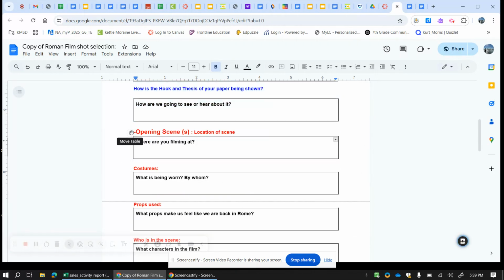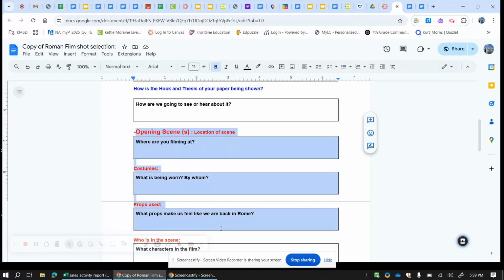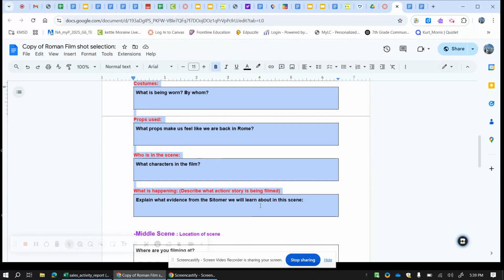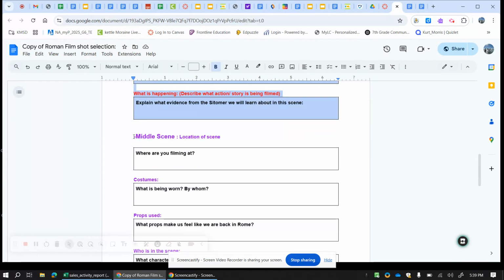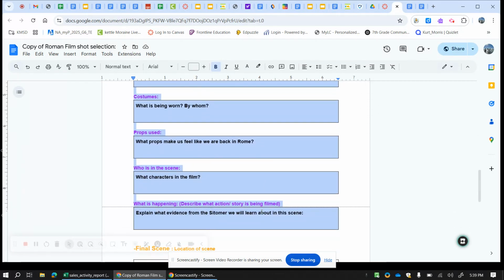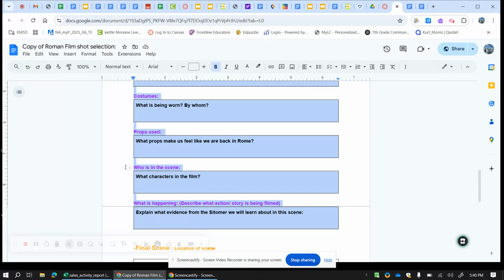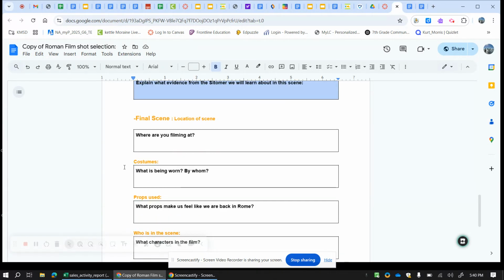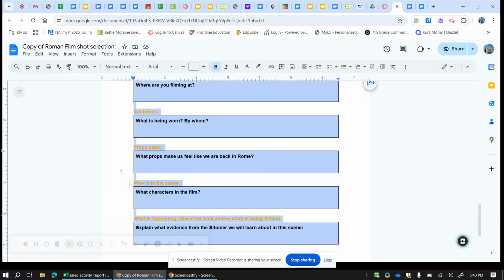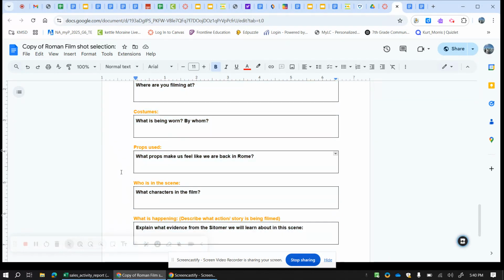Then we should be moving to your first body paragraph, which has to do with your first subclaim. Notice this is in red for a purpose. Then your middle scene is your middle body paragraph. Notice this is purple for a reason. Purple body paragraph. And your final scene is going to be your last subclaim paragraph or your third body paragraph.